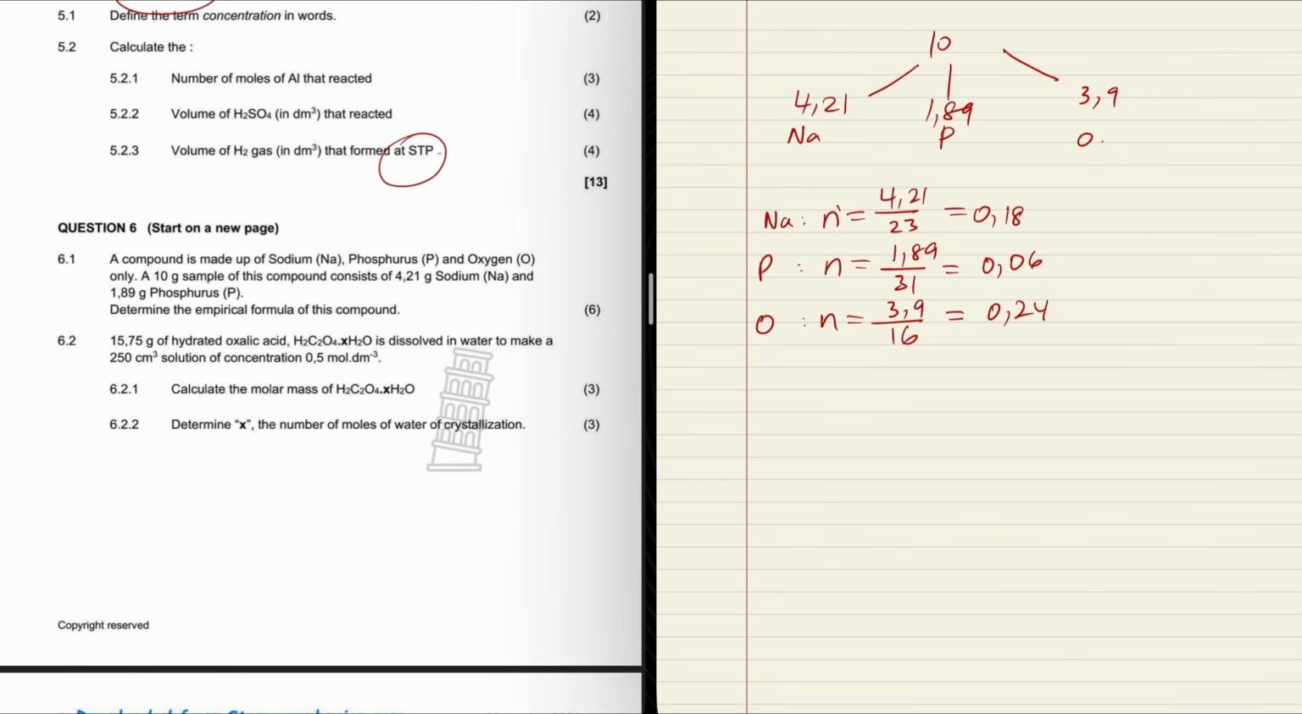Then we need to divide by the smallest number. So the smallest number here being 0,06. So 0,18 to 0,06 to 0,24. We'll divide everything by 0,06. And this is going to give us 3 to 1 to 4. So that means I have Na3P1O4. And so that's my empirical formula.